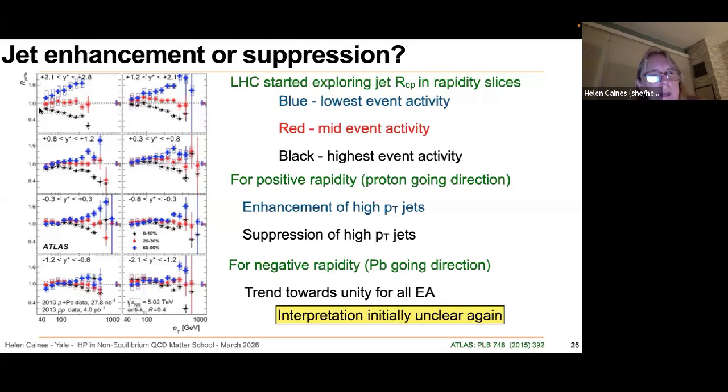So we could understand maybe the suppression as being due to jet energy loss as it passes through this tiny quark-gluon plasma droplet. We would understand it being at unity because that means there's no interaction or very little modification. But how do we get an enhancement? And apparently whether you get an enhancement or a suppression depends on whether I'm looking at positive rapidity or whether I'm looking at negative rapidity. So the interpretation, again, was initially unclear. There was lots of discussions, as you can imagine, at conferences about these results from ATLAS.